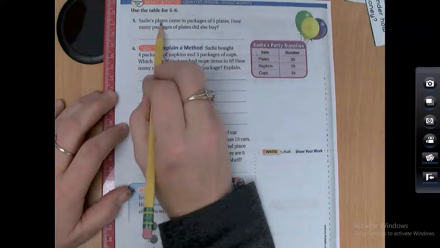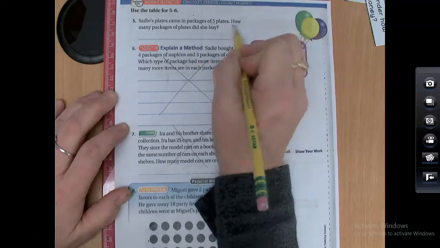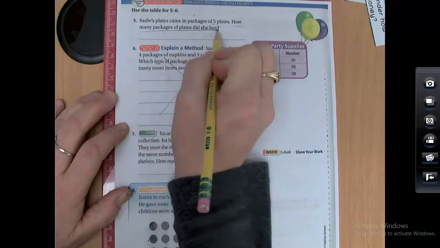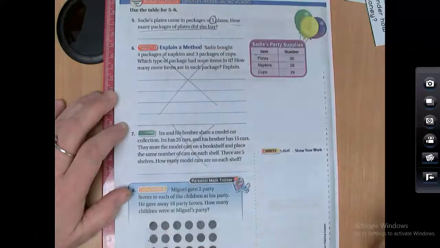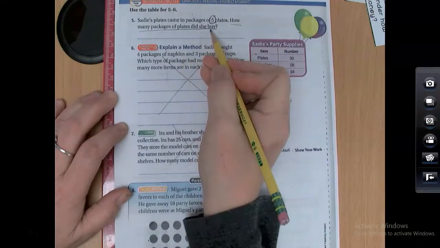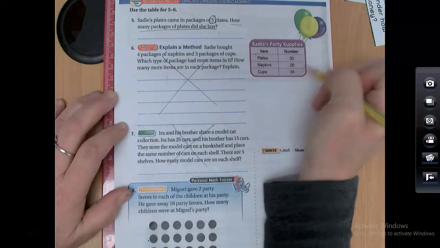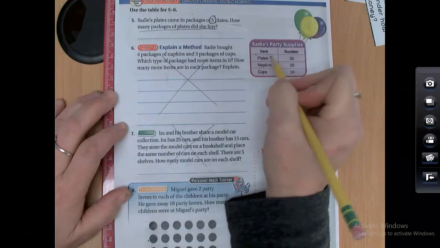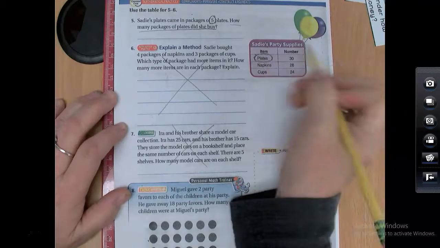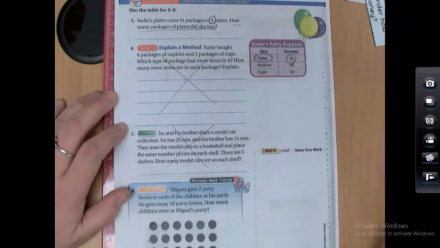Okay, so let's look at number 5. It says Sadie's plates came in packages of 5 plates. How many packages of plates did she buy? So it comes in packages of 5 plates. I need to know how many packages of plates she bought. So I have to come over here to my frequency table. And we're asking about plates. So here's my item, here's my plates. And I have a number of 30. So she needs a total of 30 plates, right?